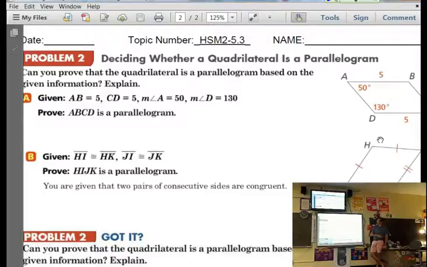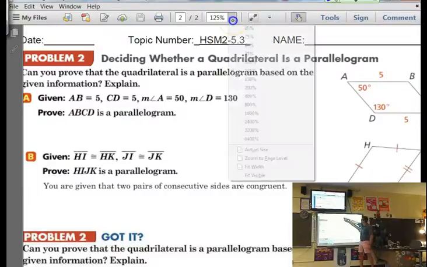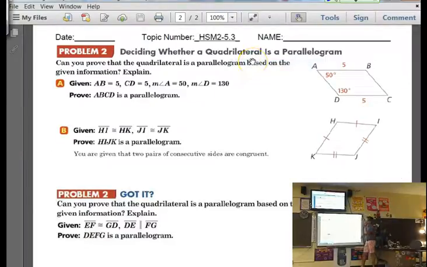Parallelogram based on the given information. I'm going to zoom out a tiny bit. So AB is 5, CD is 5. Angle A is 50, angle D is 130. Prove that ABCD is a parallelogram.